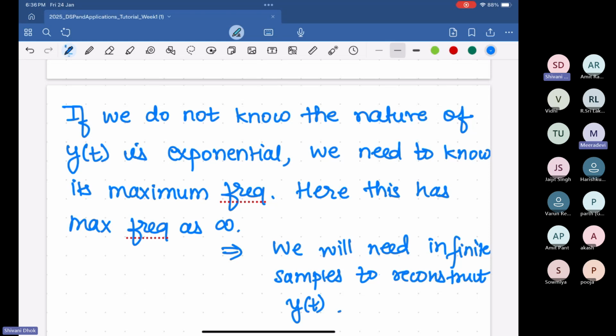Since we have two unknowns, A and B, are you saying that two samples are sufficient? Correct. Then in that case, it is not necessary to find the A and B values. Just by seeing the equation itself, we can say.